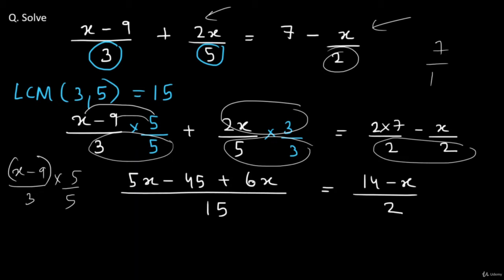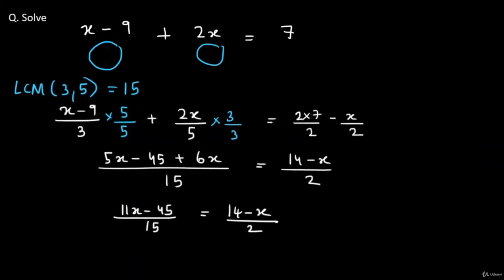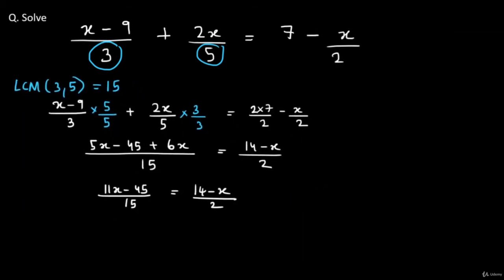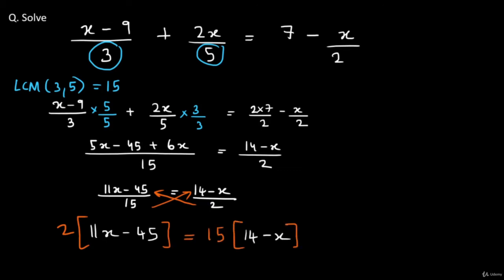Alright, let's proceed. Now 5x + 6x is equal to 11x. So the numerator over here is 11x − 45, and 15 is the denominator. And that's equal to (14 − x)/2. Let's make some space over here. Alright, so now we can proceed and cross multiply. So we get 2(11x − 45) = 15(14 − x).